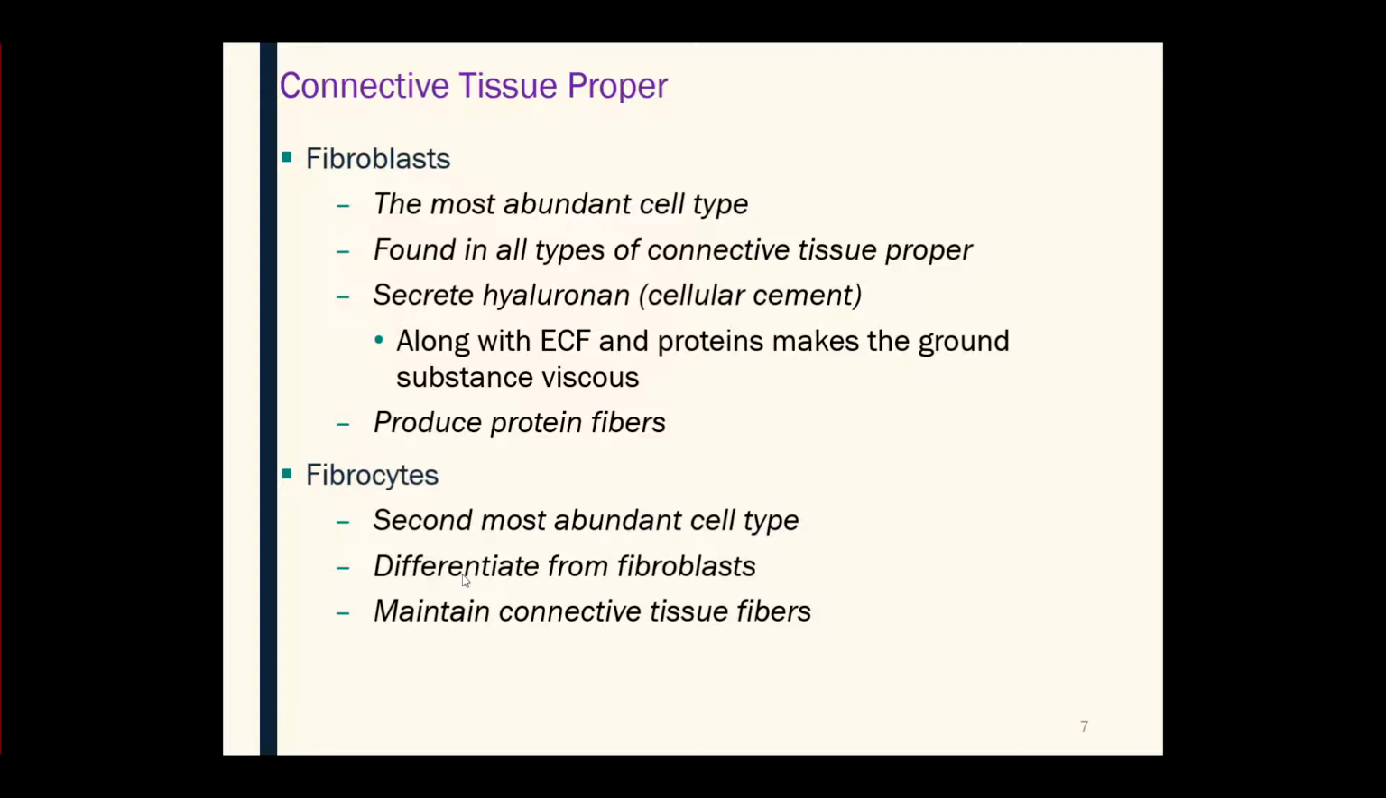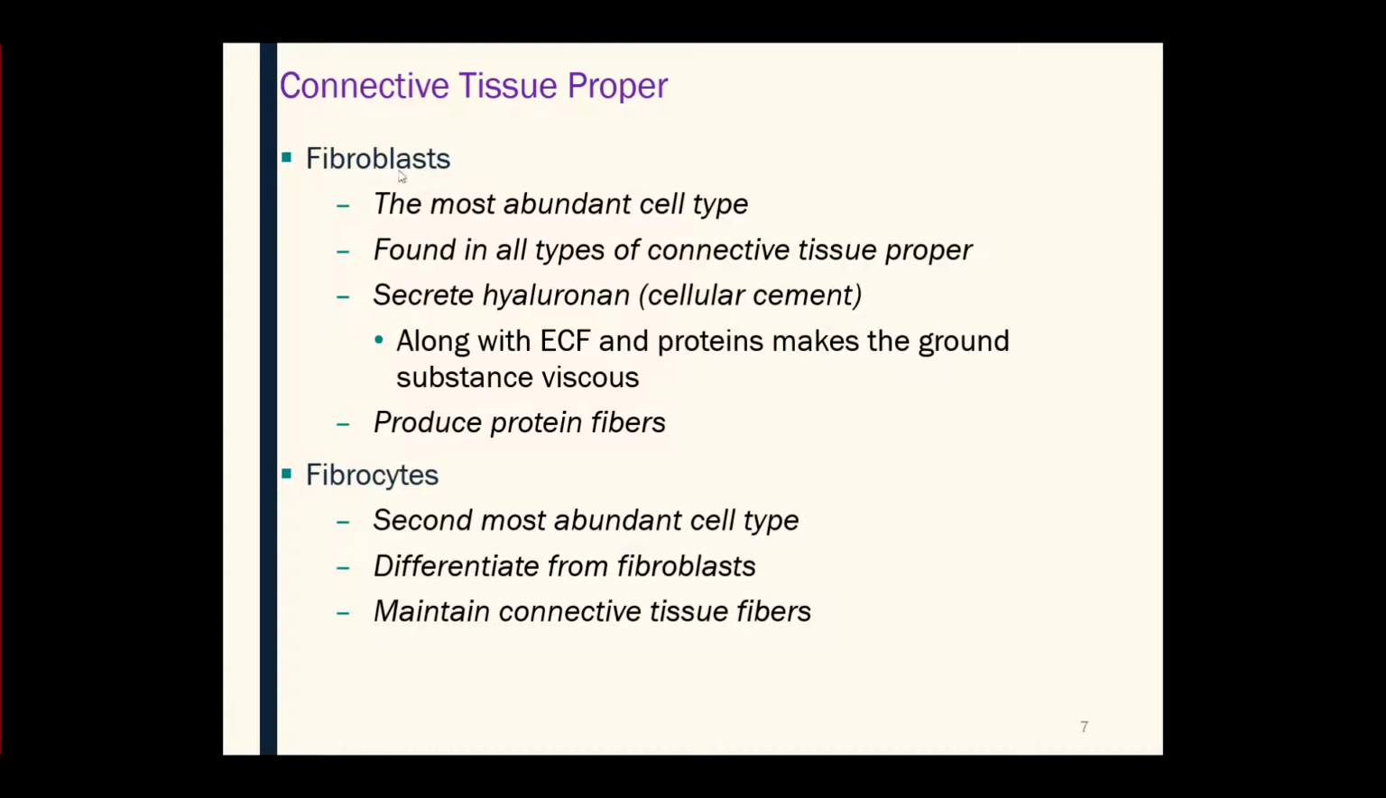The first ones are the fibroblasts. These are the most abundant cell type. These are found in all of the connective tissue propers. They secrete a chemical known as hyaluronan, which is basically cellular cement. We actually mentioned a little bit of this in epithelial tissue. Along with the extracellular fluid and proteins, this hyaluronan makes the ground substance thick. It makes it viscous. We also see that the fibroblasts produce proteins. So we're producing the cellular cement, hyaluronan, and also protein fibers.